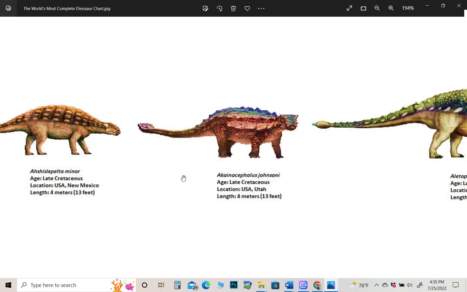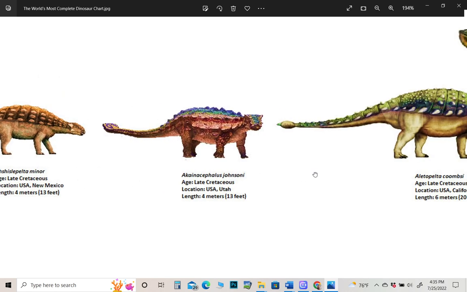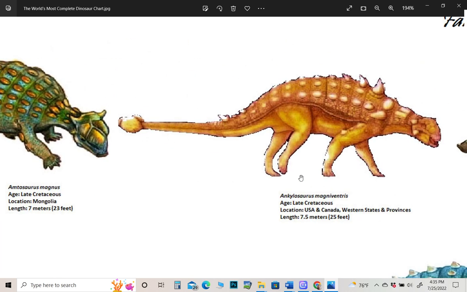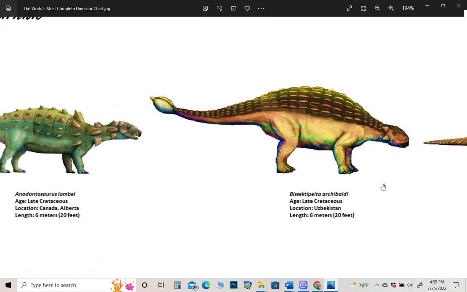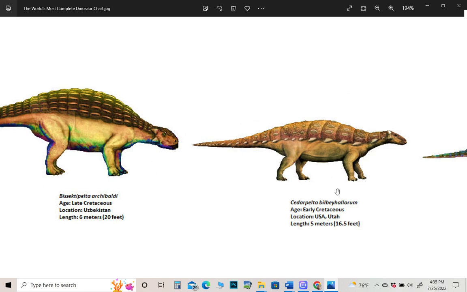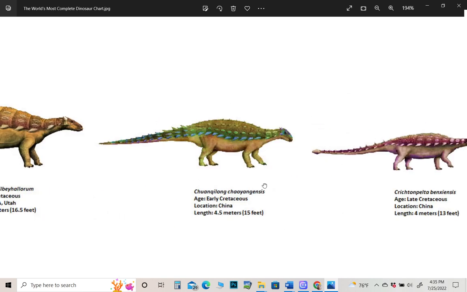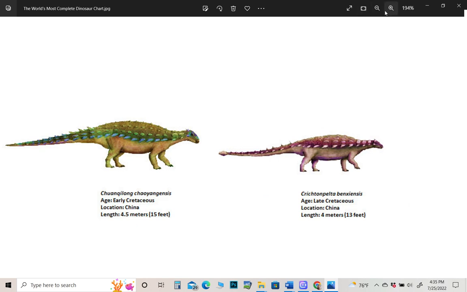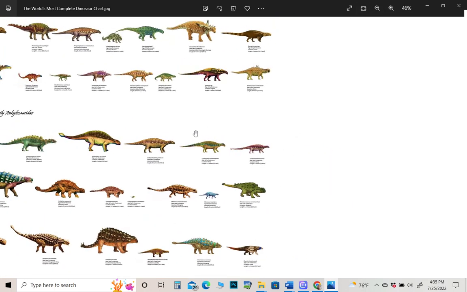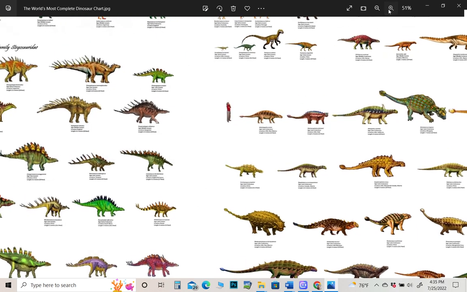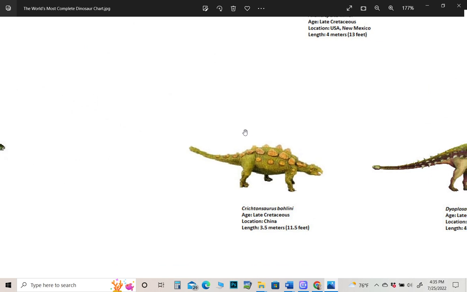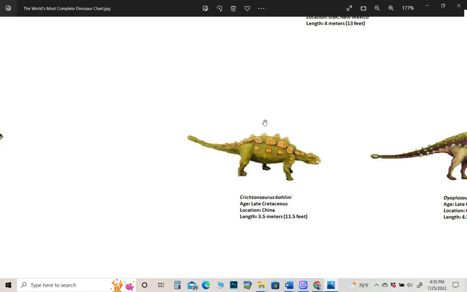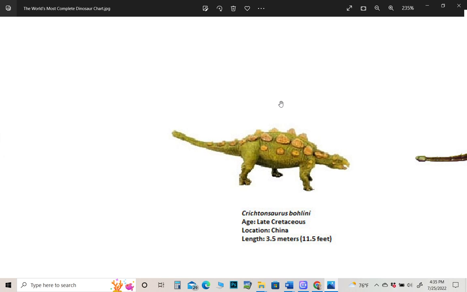Aletopelta. Sorry, one of those names that's hard to pronounce. Echinocephalus, Heishanosaurus, Amtosaurus, Ankylosaurus, which is, of course, the most famous ankylosaurid. Anodontosaurus, Bissektipelta, Cedarpelta, Chuanqilong, Crichtonpelta, after the famous Jurassic Park author Michael Crichton, who unfortunately died. He died the day Obama was elected. I didn't hear about his death because Obama was elected the very same day or the very next day. Fortunately, he did not get to live past that nightmare and so did not get to see it.